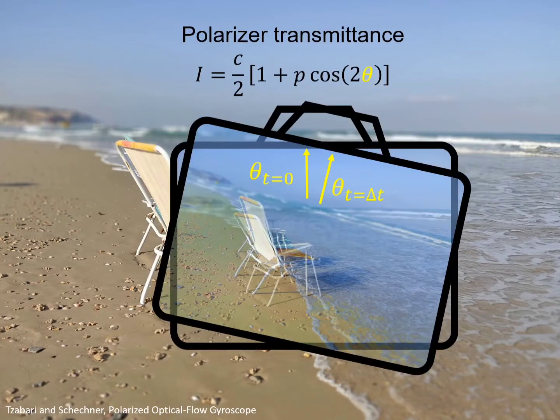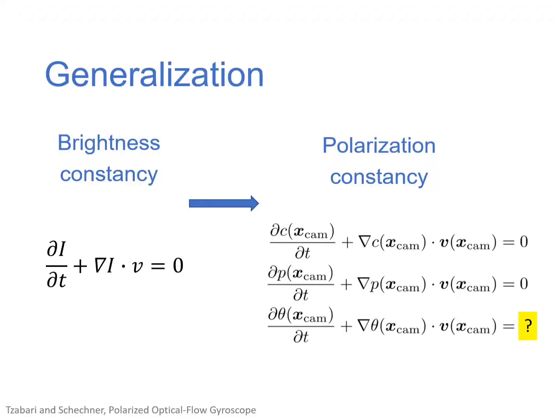In this case, the viewed light intensity is a function of the object intensity, denoted here as C, the degree of polarization, P, and the angle of polarization, theta. In rotation, the polarization angle of incoming light changes relative to the polarizer, resulting in readout changes. We unify these principles by generalizing the brightness constancy equation. As in the brightness constancy, we may demand that change in object intensity and degree of polarization be caused solely by motion. The relative angle of polarization is a different story.